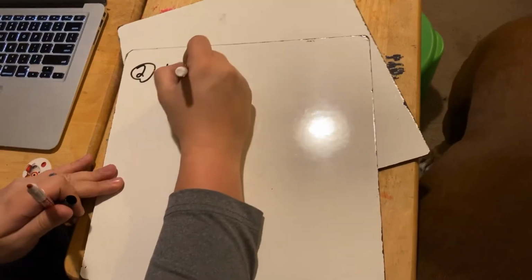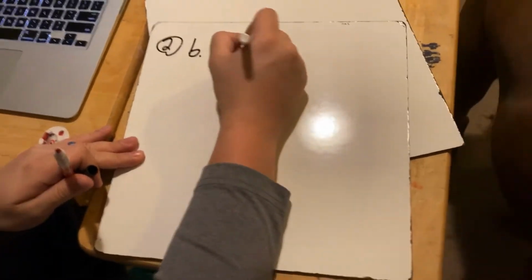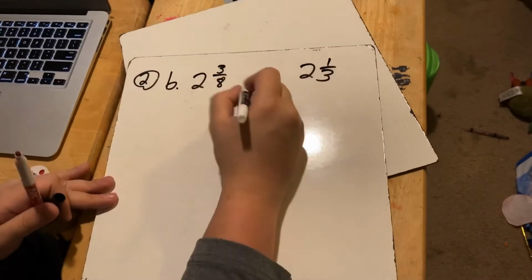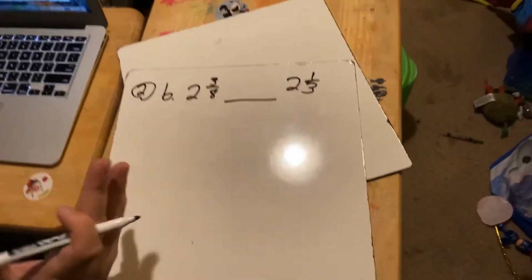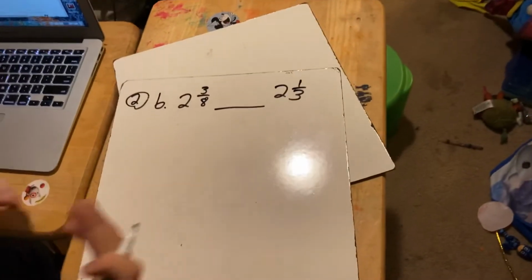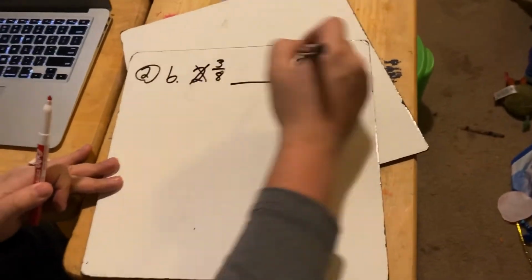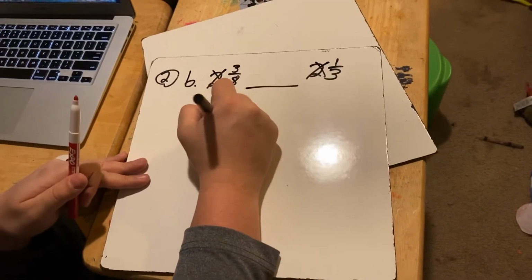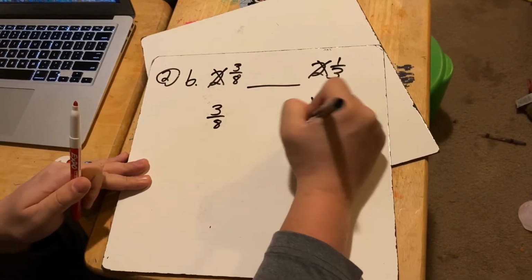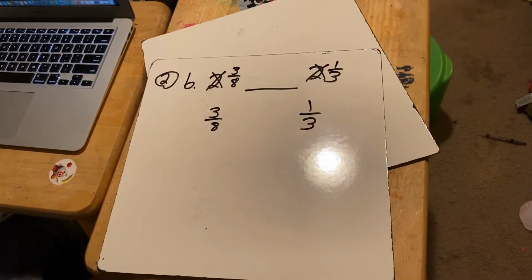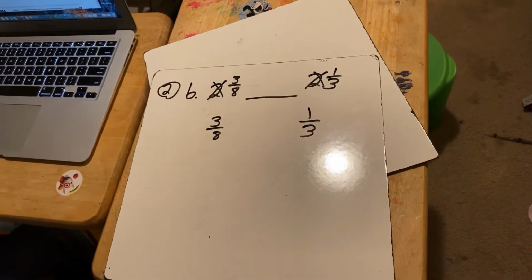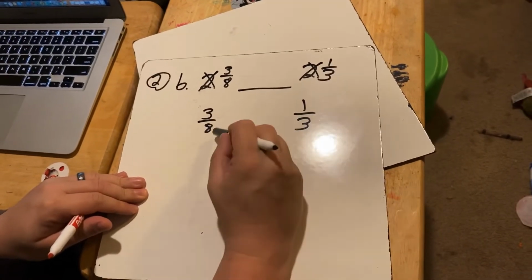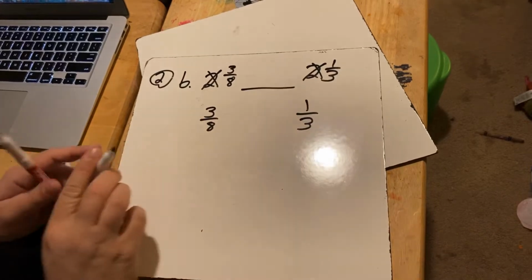We have got 2 3/8 and 2 1/3. Once again, we have the same whole number. They keep giving us these problems where we have the same whole number. So let's scratch it out. Now I'm just looking at 3/8 and 1/3. Can I multiply 8 by anything to get to 3 or 3 by anything to get to 8? No. But my numerator I can.